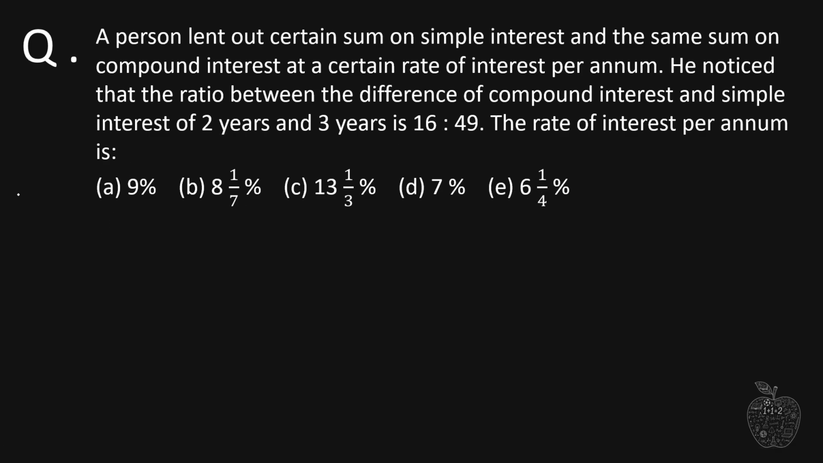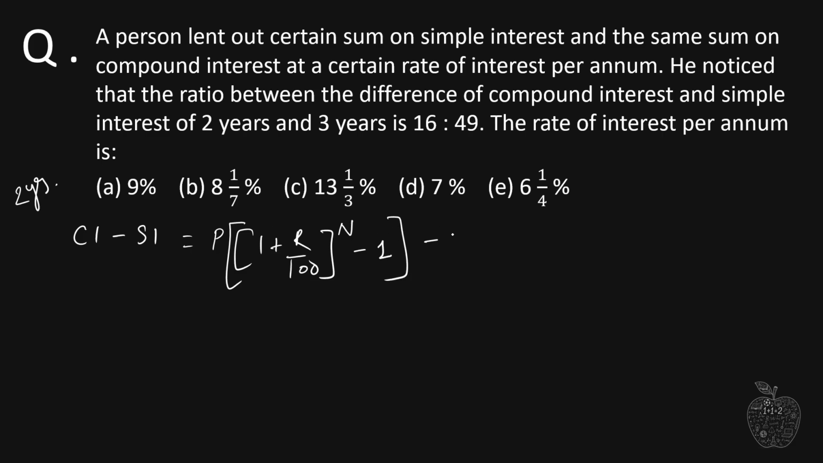Now let's first calculate for 2 years, the difference between CI and SI for 2 years. So let's see what is the formula for compound interest. The formula for compound interest is P in bracket (1 plus R over 100) to the power n minus 1, minus, what is the formula for simple interest? It is PnR over 100. Now since this is for 2 years, let's substitute the value of n as 2 and 2.